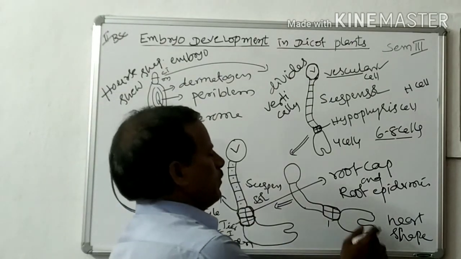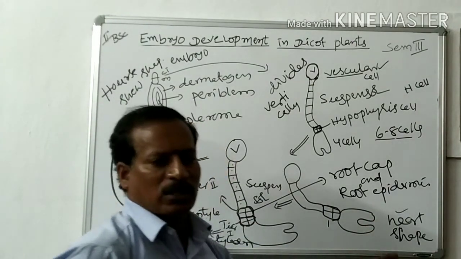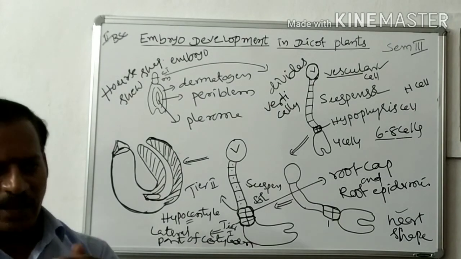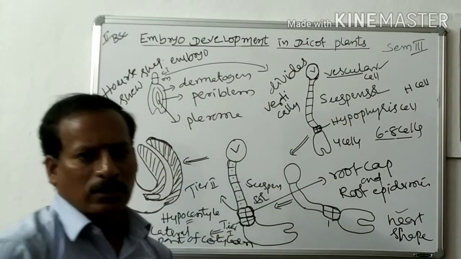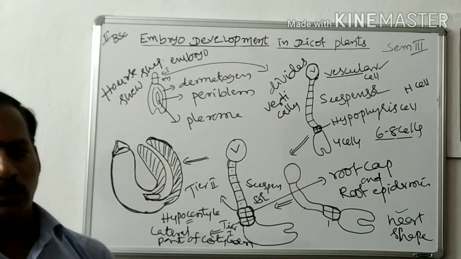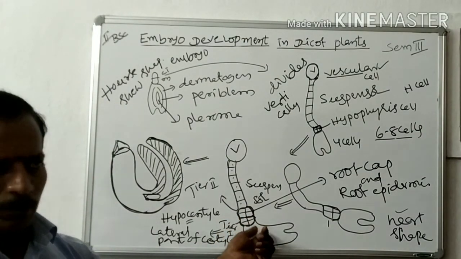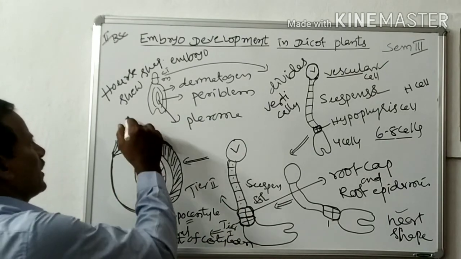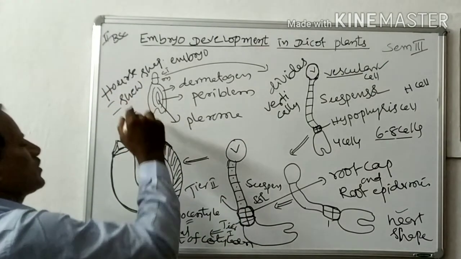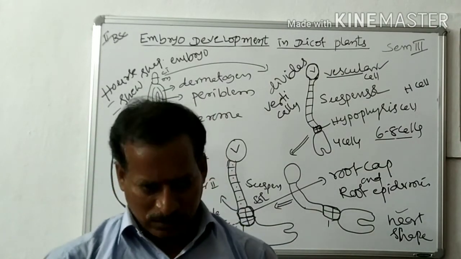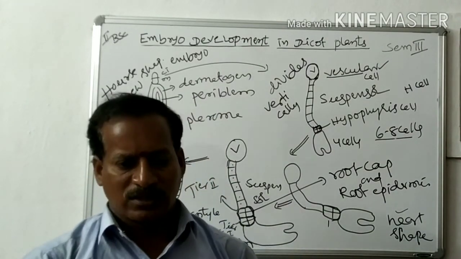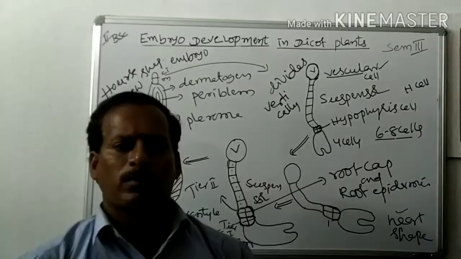During this time, the embryo gets the heart shape, and later the suspensor absorbs nutrients from the surrounding tissue, supplying them to the developing embryo. Then the embryo gradually gets the horseshoe shaped structure. So this is the development of the embryo in dicots.